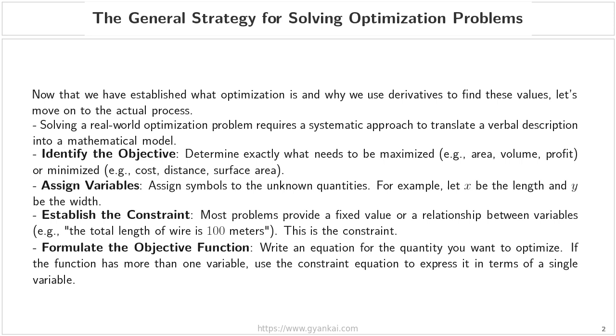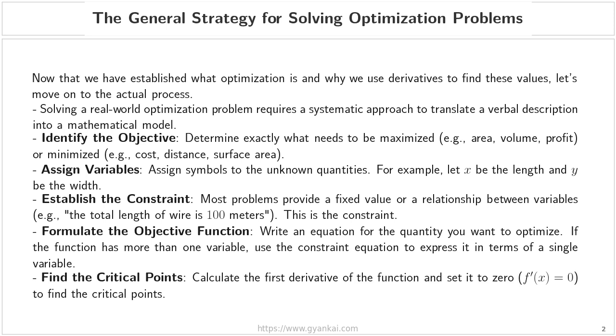A very important point here is that if your function contains more than one variable, you must use your constraint equation to substitute one variable for another, expressing the entire function in terms of a single variable. Fifth, we find the critical points. This is where the calculus comes in. You calculate the first derivative of your function and set it to 0, which we write as f'(x) = 0, to find the points where the slope is 0.